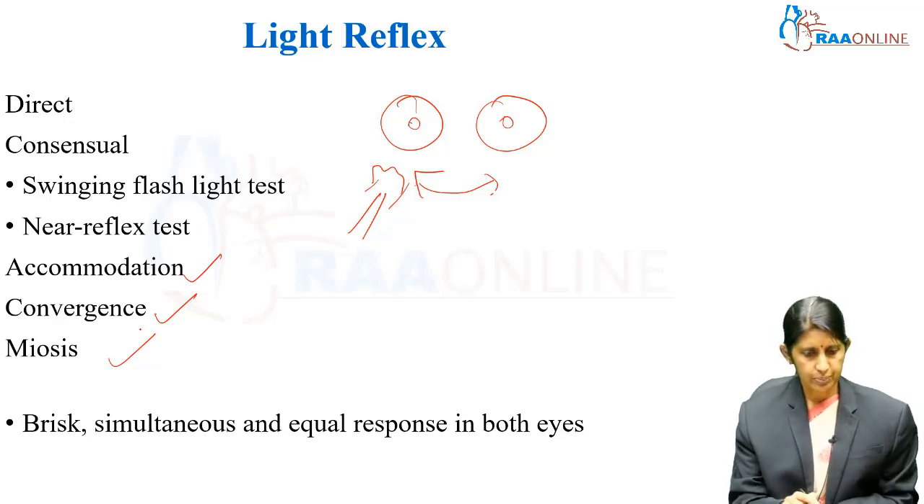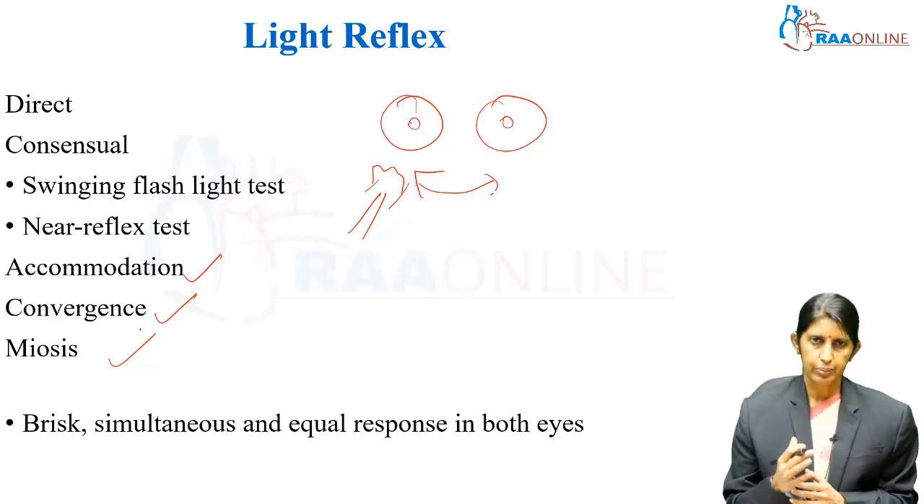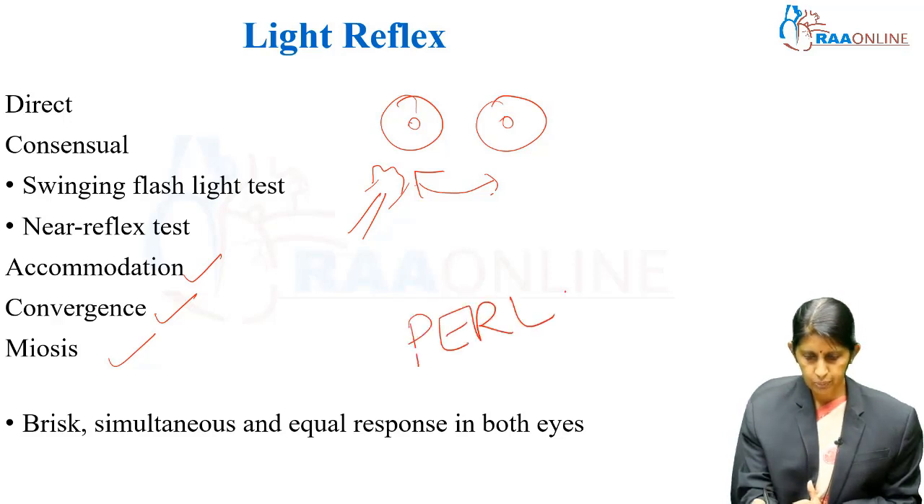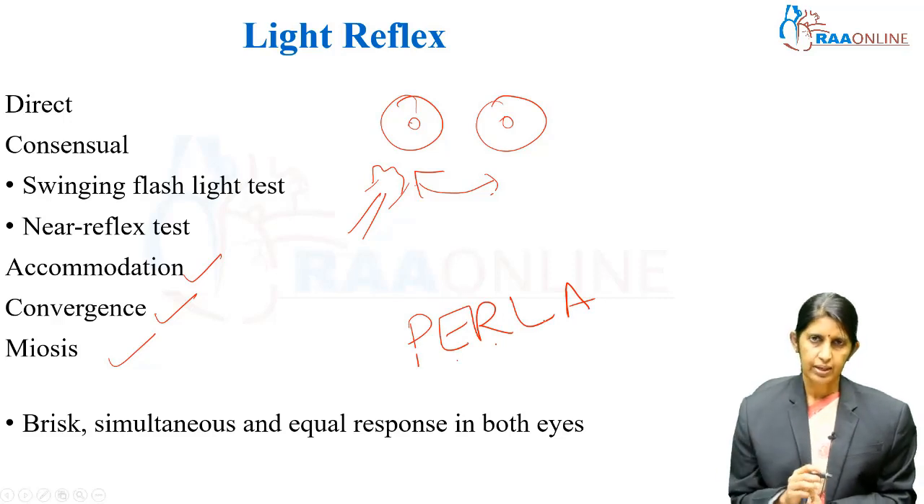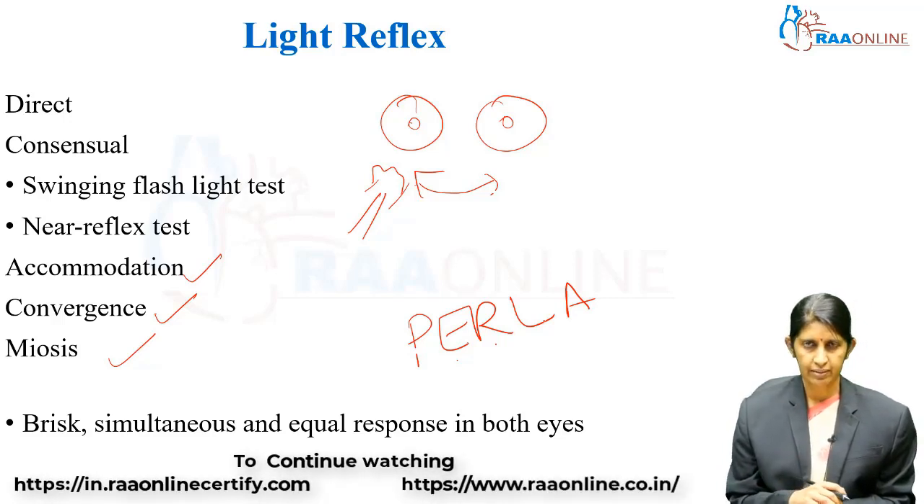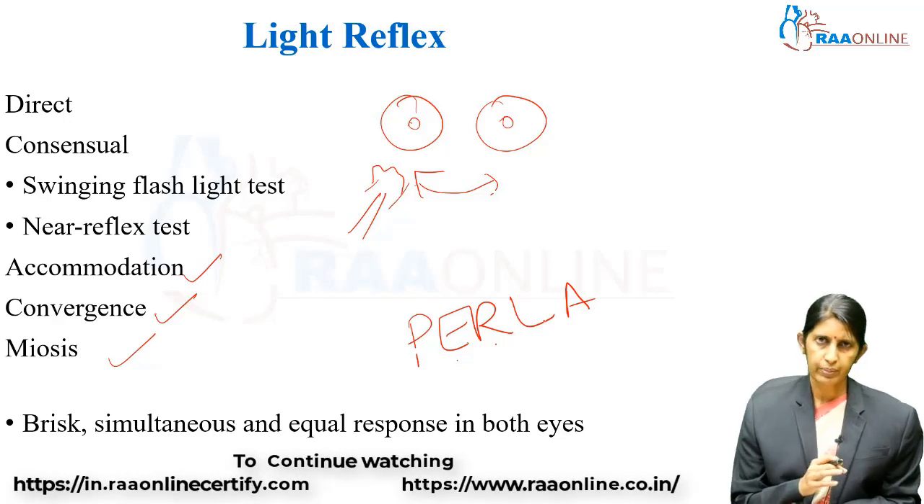So, this process is called the near reflex, and whenever we examine a patient's pupil, we are supposed to give the pupillary finding as whether it is brisk, whether it is simultaneous, whether it is happening in both eyes and whether it is equal. So, the mnemonic given is PERLA: pupil is equal and reactive to light. That is, pupils are equal in size, round, and react equally to the light reflex. That is what PERLA means, and this is what we commonly document in case sheets when we want to talk about the pupillary light reflex.